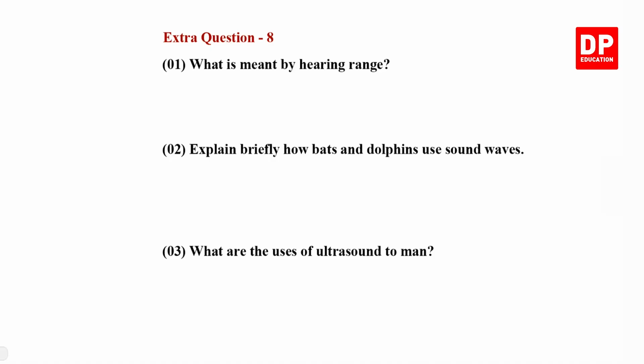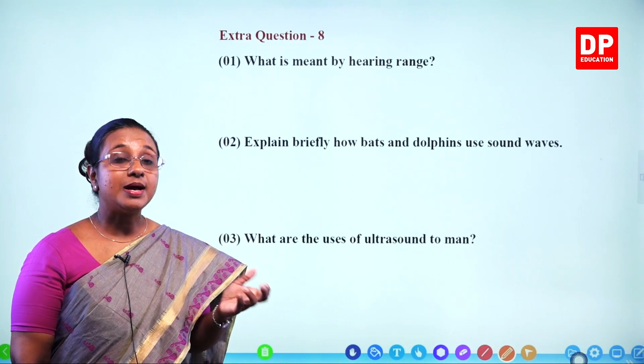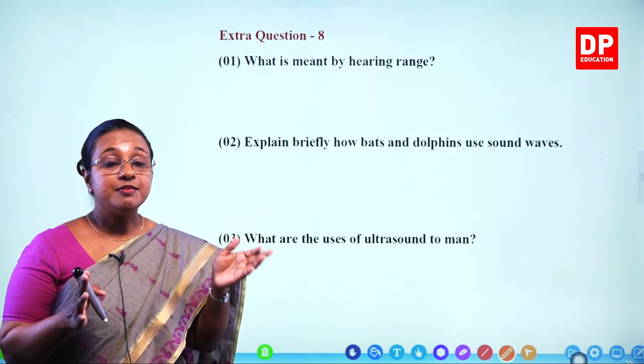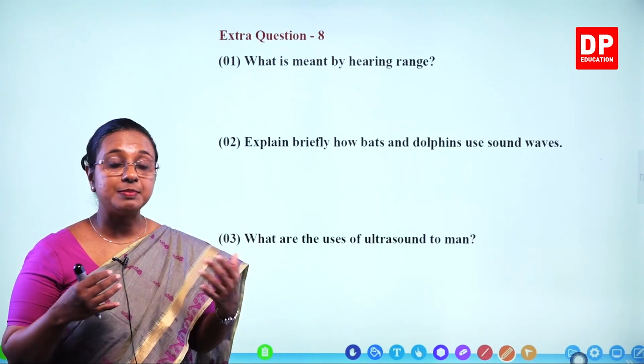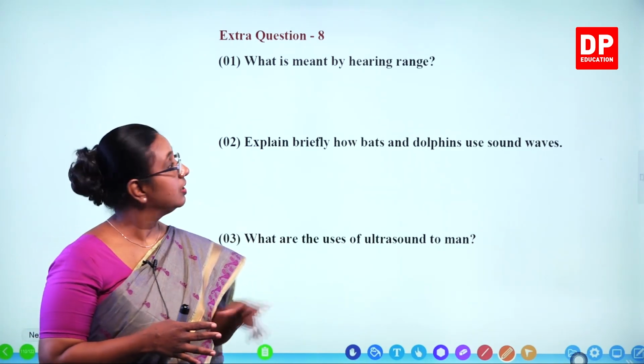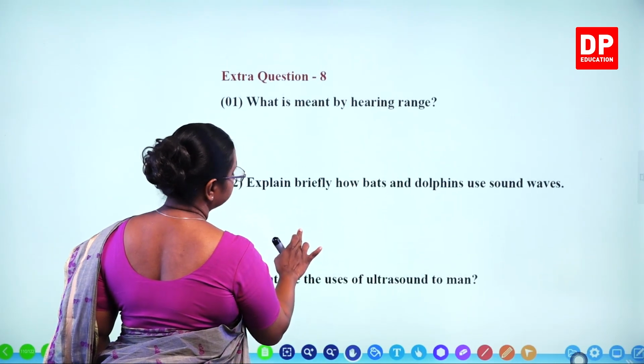The next one, extra question 8. What is meant by hearing range? What is hearing range? The frequency range of sound that can be heard by a person or an animal. That is what we call as hearing range.